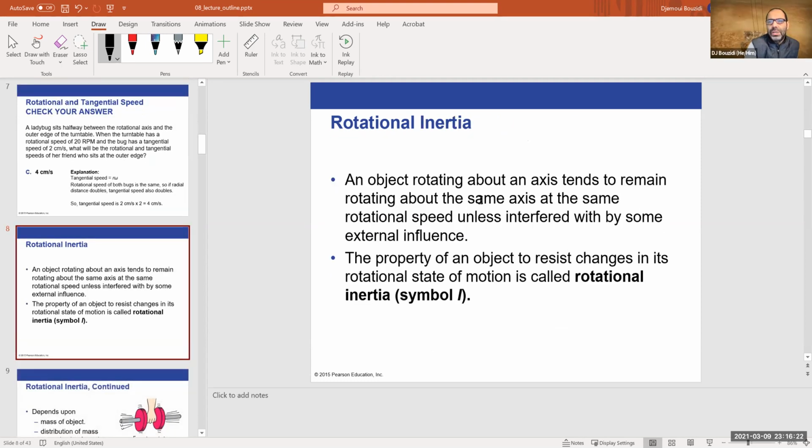Again, rotational inertia is an object rotating about an axis tends to remain rotating about the same axis at the same speed unless interfered with by an external influence, which we call a torque in this case, okay? Unless you stop it, either a friction which has a torque, or you hold it in place, applying a torque to it, or something like that. The property of an object to resist changes in its rotational state of motion is called rotational inertia. We use a symbol I for it, okay? The moment of inertia, sometimes we call it, okay?